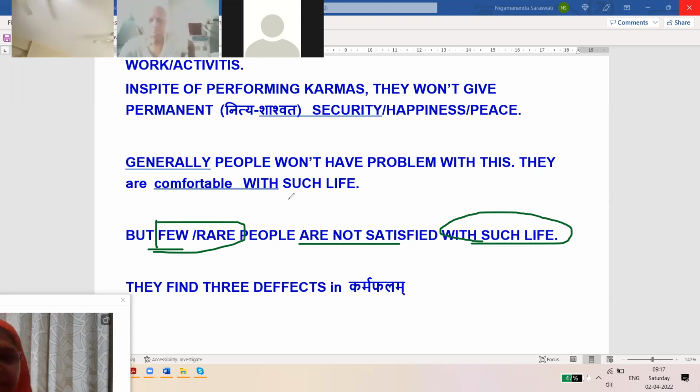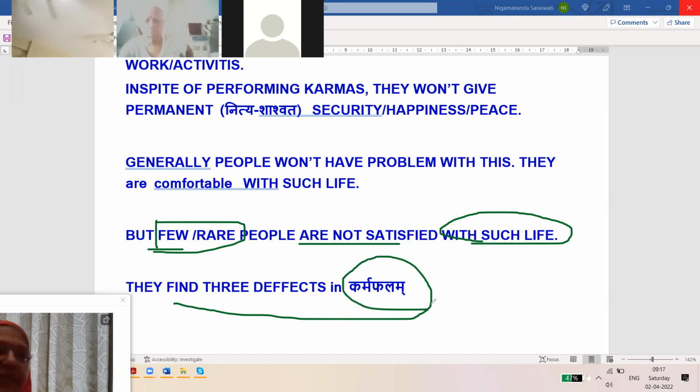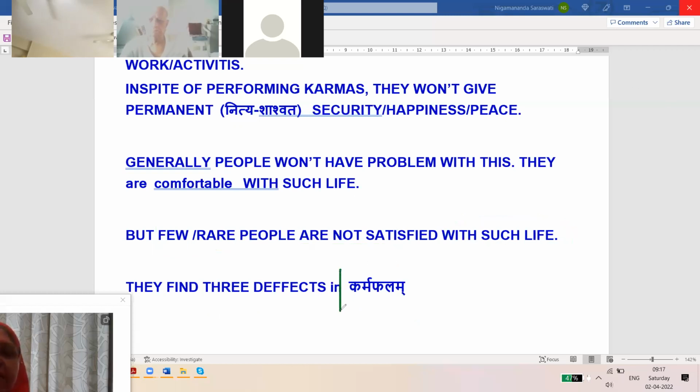And they start thinking, okay, whatever I do, still I find three defects in each and every karma phala. Each and every karma phala, or result of action, has three defects that they have analyzed. Even if they have not analyzed what I have presented, they still start thinking something is missing in all these types of activities. And which are the three defects given in the result of the action.